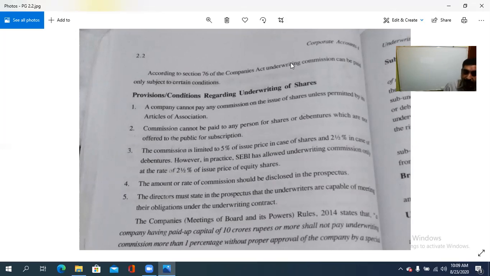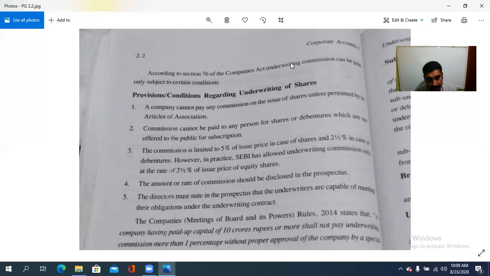Second, commission cannot be paid to any person for shares or debentures which are not offered to the public for subscription. For shares or debentures not offered to the public for subscription, there is no need to give commission even to the persons involved. Where they are offered for subscription, there it is allowed.